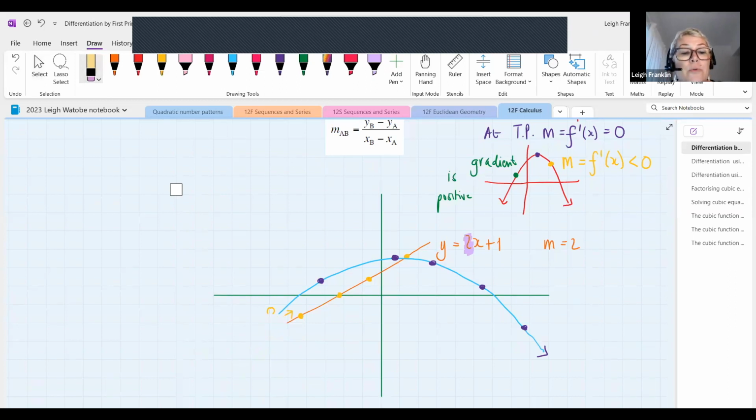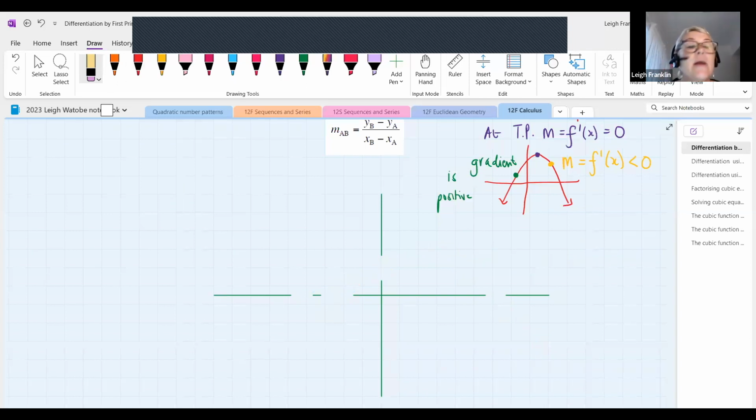Okay, so who of you at school have done average gradient? Your teachers may have shown you average gradient when you were in grade 11. Does that ring a bell? Average gradient. Does anybody remember that?